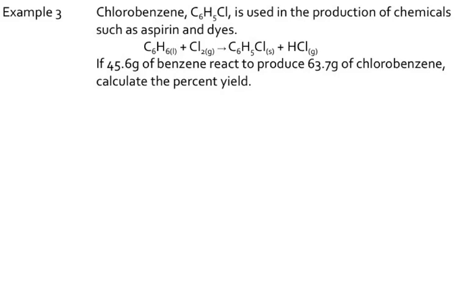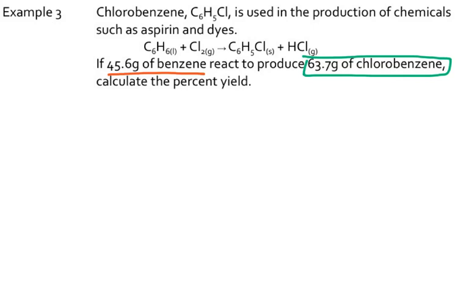So this example is much more similar to example 1 than to example 2. We have chlorobenzene, which is C6H5Cl, and it's used in the production of chemicals such as aspirin and some dyes. We have 45.6 grams of benzene, which is C6H6, that reacts to produce 63.7 grams of chlorobenzene, which is what we actually make, so we'll set it off to the side for now. Calculate the percentage yield.